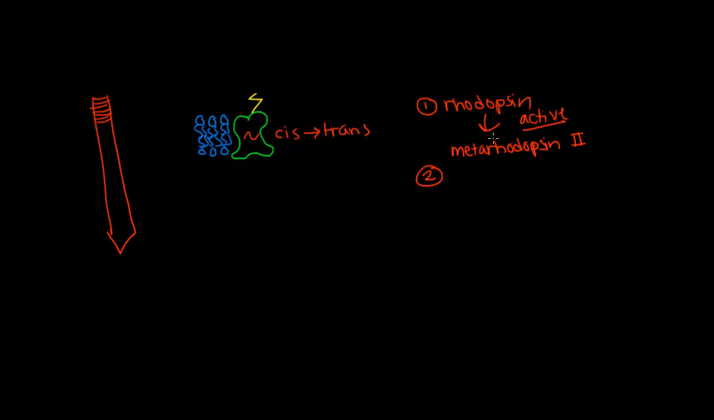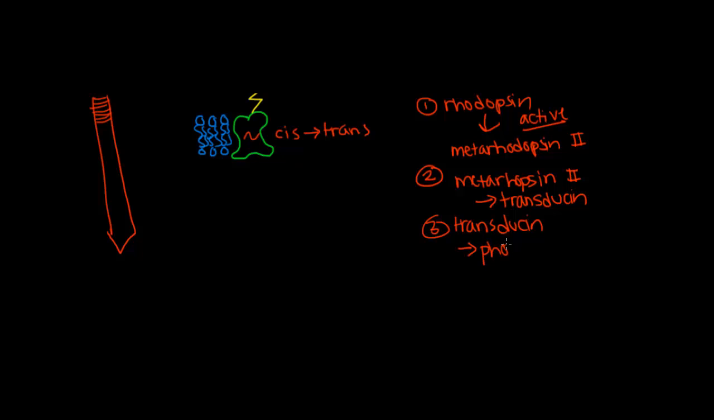What happens is that meta-rhodopsin activates transducin. Transducin is another molecule that can cause a chain reaction. Once transducin is active, it can in turn activate phosphodiesterase, which is another protein. Now, phosphodiesterase is important because it breaks down cyclic GMP to GMP.